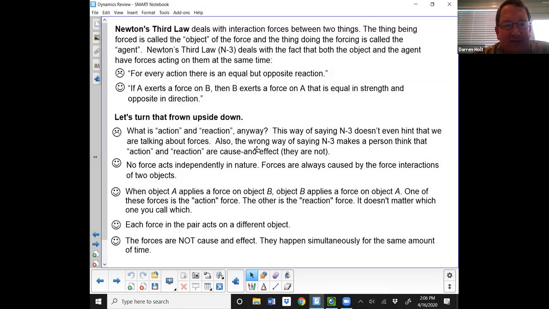So just talking about action and reaction doesn't really explain what you're really trying to say. It is important that you focus on two completely separate objects and that the force of object A on B is the same as the force of B on A, equal in magnitude and opposite in direction.